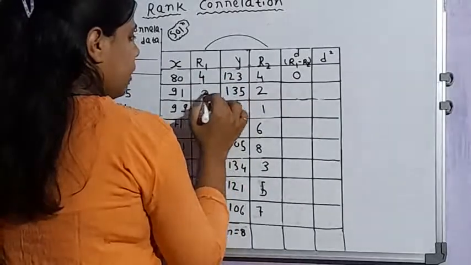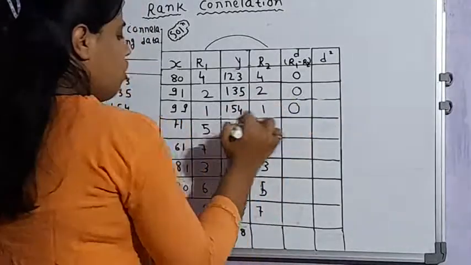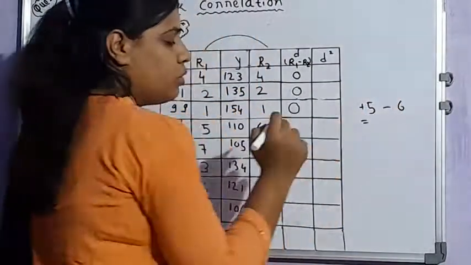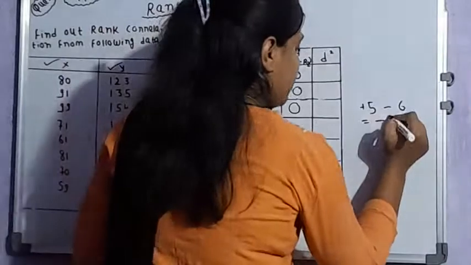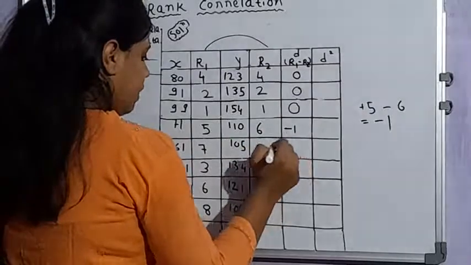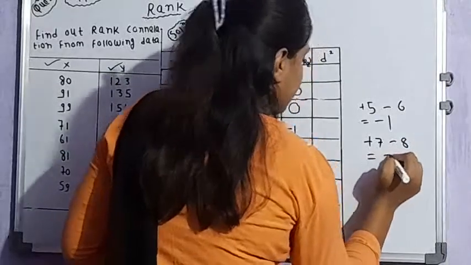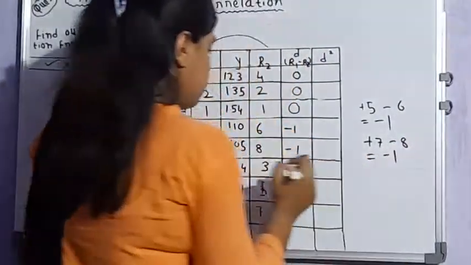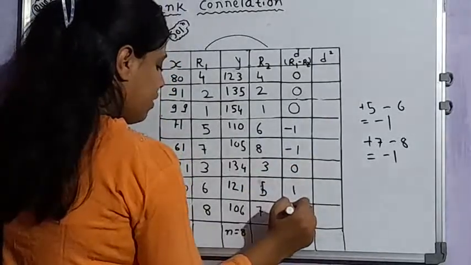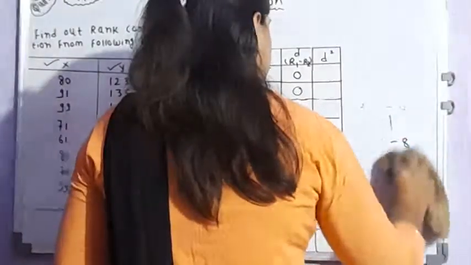For the second it is 2 minus 2, so it will again come to 0. Then 1 minus 1, again 0. 5 minus 6: plus minus would be minus, sign of the bigger number, so minus 1. 7 minus 8, again minus 1, because plus 7 minus 8 is plus minus minus, sign of the bigger number, therefore minus 1. 3 minus 3, 0. 6 minus 5, 1. 8 minus 7, 1. So this way we have calculated the values to be put under the deviation column.